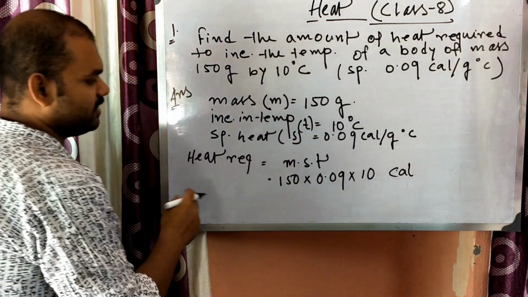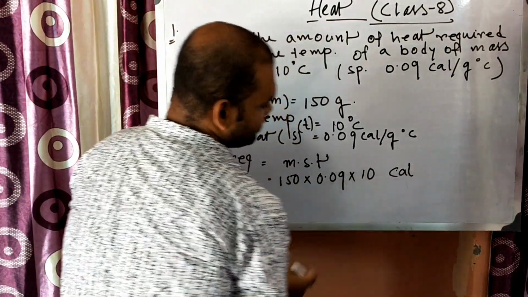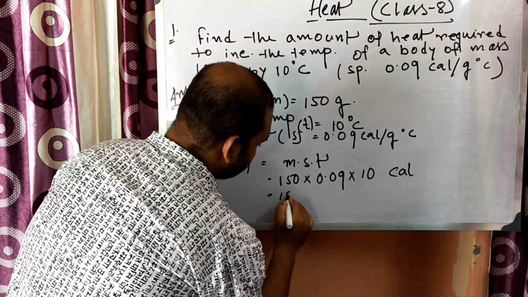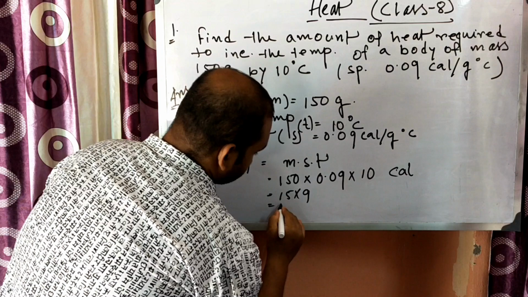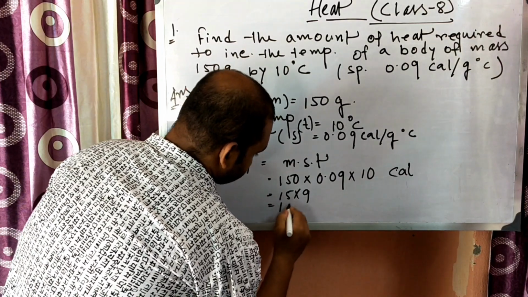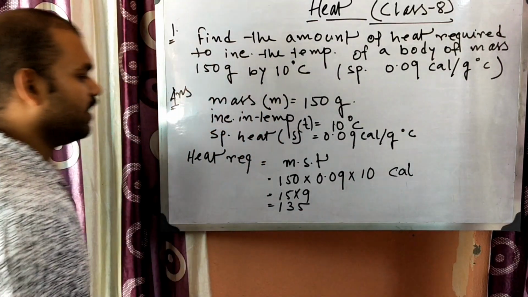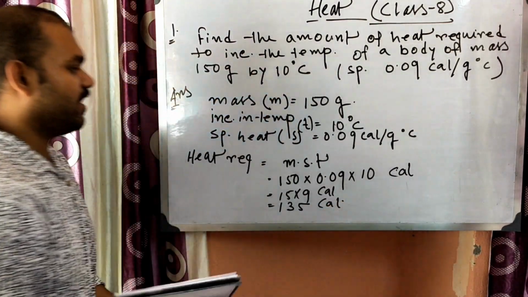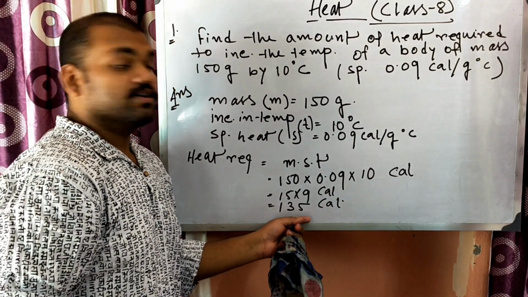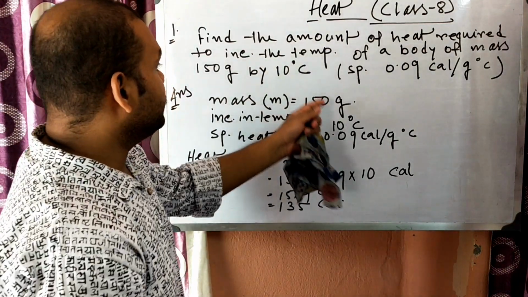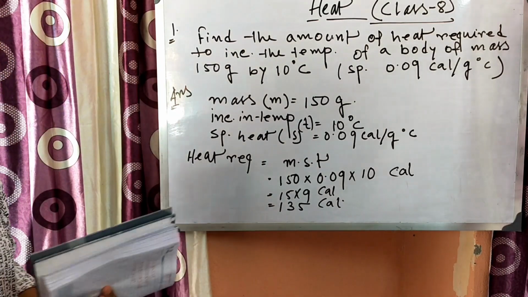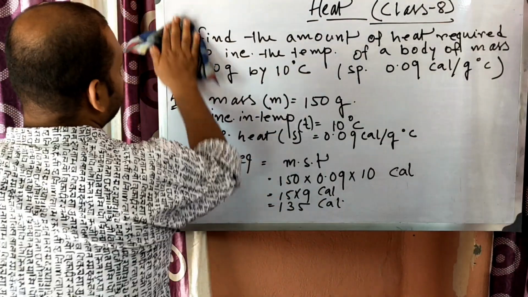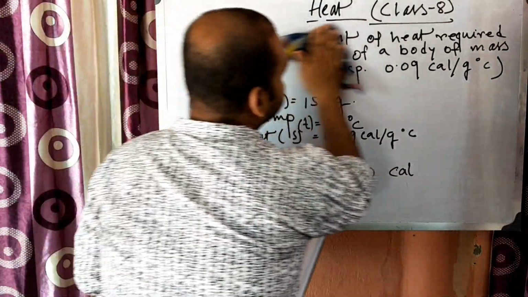So heat is a kind of energy, so it is measured in calorie. So 150 into 0.09, 15 into 9 it will be 135. Okay, 135 calorie. 135 calorie of heat we will need to increase the temperature of that body by 10 degrees Celsius. Okay, we'll go to the next sum.